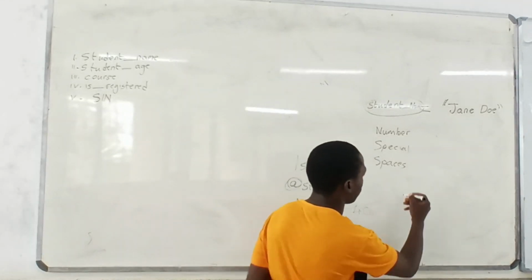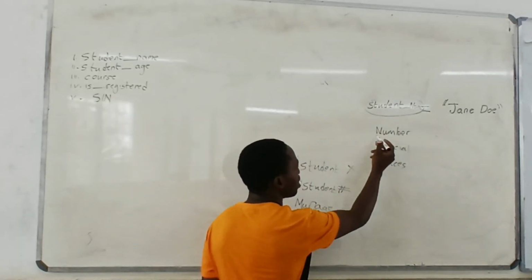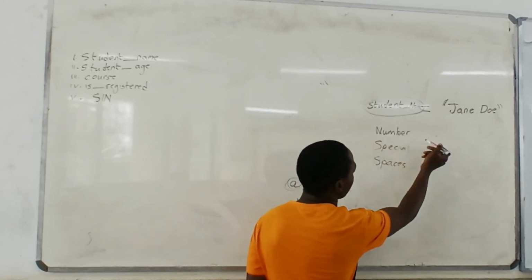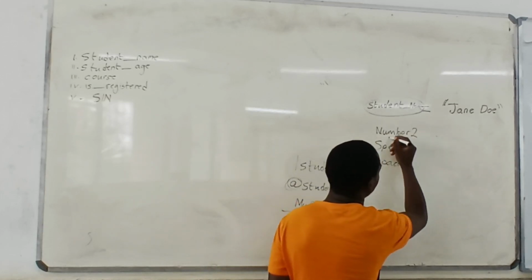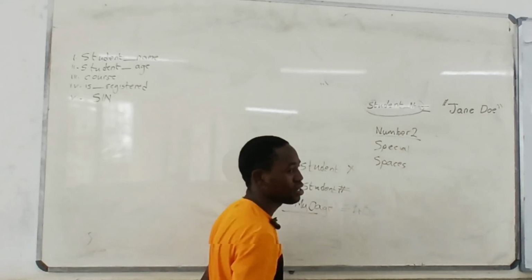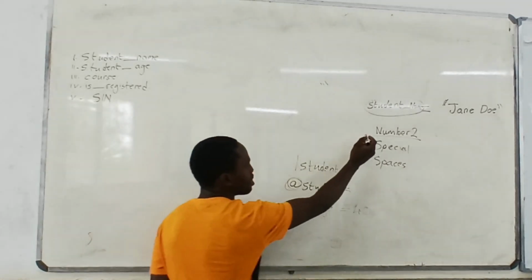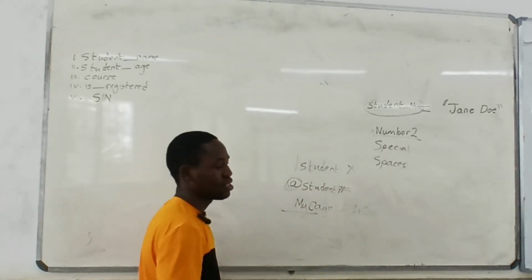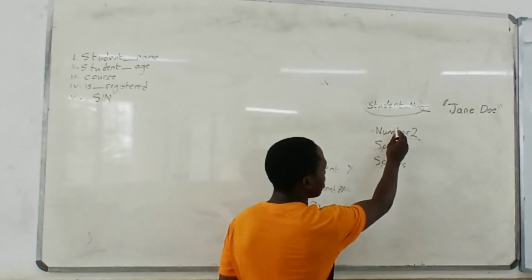A variable can have a number at the end, like this. This is a variable name. It's fine, as long as the number is not at the beginning. It can also be in between anywhere here. It's also fine.